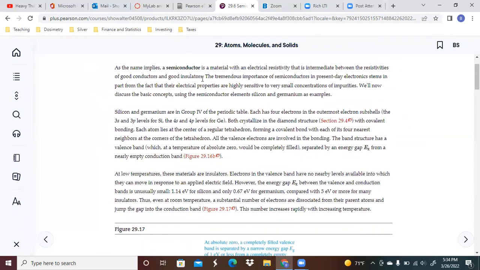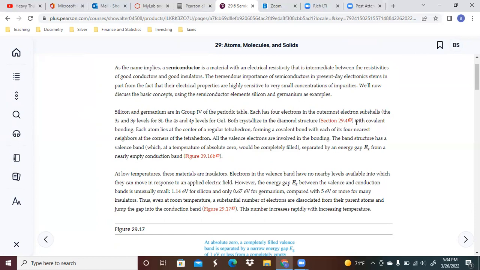All right, so we've already discussed what a semiconductor is. The tremendous importance of semiconductors in present-day electronics stems in part from the fact that their electrical properties are highly sensitive to very small concentrations of impurities. Now, silicon and germanium are group 4 elements of the periodic table. In other words, if you look at the column of the periodic table, you'll see those two in there.